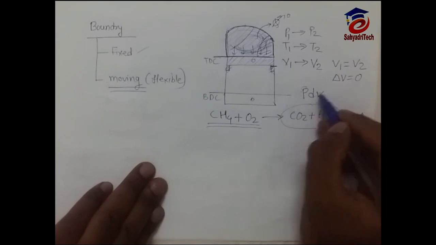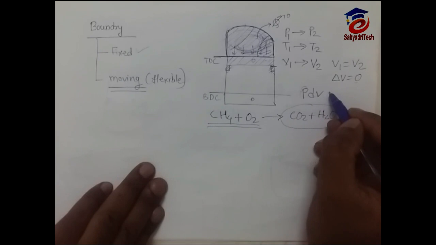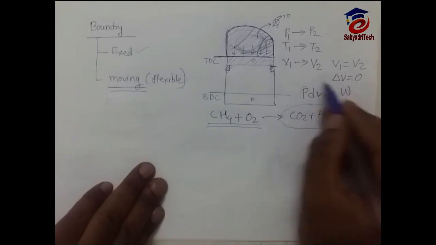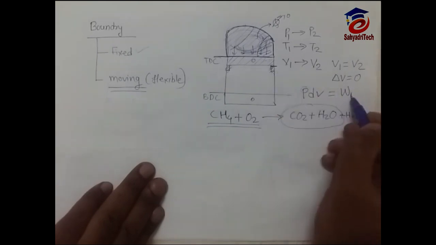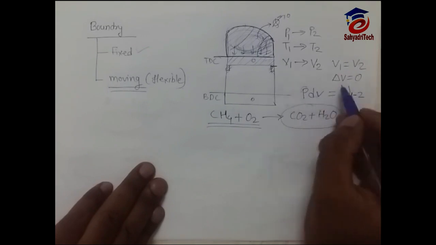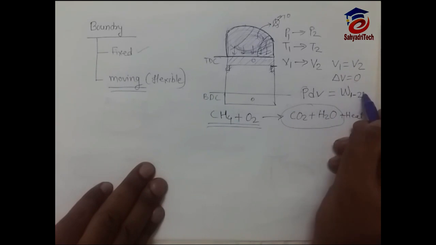So what work done are we getting? P delta V. Suppose before combustion the position was 1, after combustion the position was 2. So during process 1-2, or during the burning process, the work done we are getting will be P delta V. Delta V is equal to 0. So how much work done are we getting? We are getting 0 work done here.